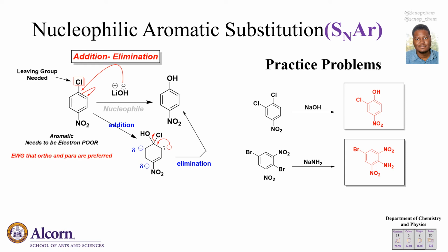So the take-home point here is that the aromatic ring again prefers to be extremely electron poor, and electron withdrawing groups that are ortho or para to our leaving group are going to be preferred to be substituted in NAS substitutions, or nucleophilic aromatic substitution reactions.